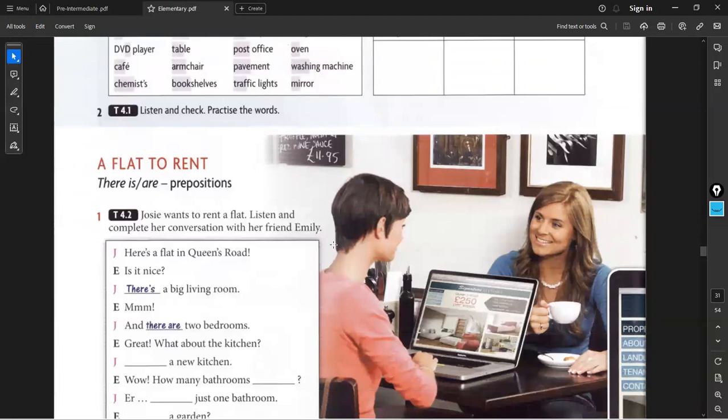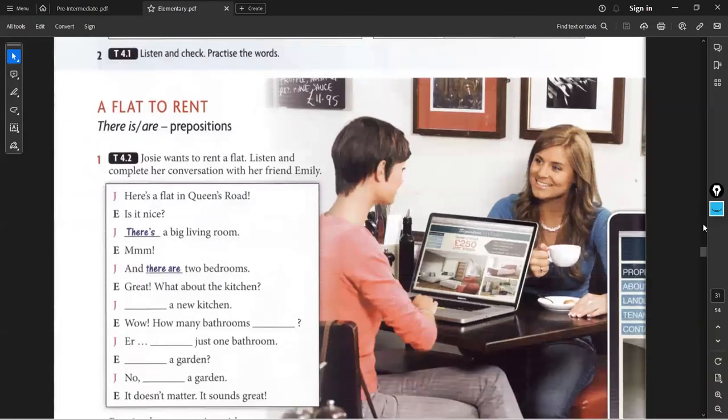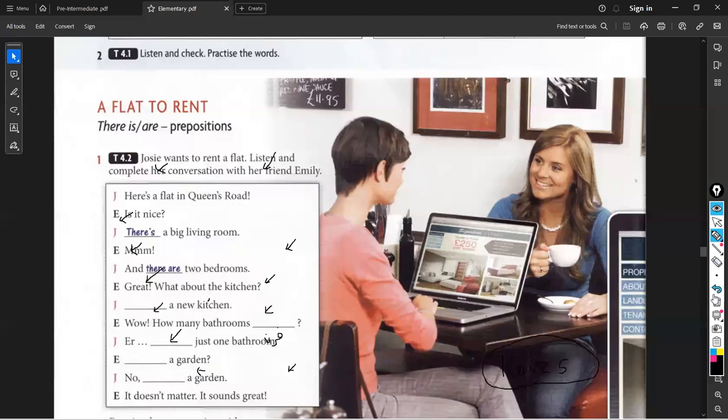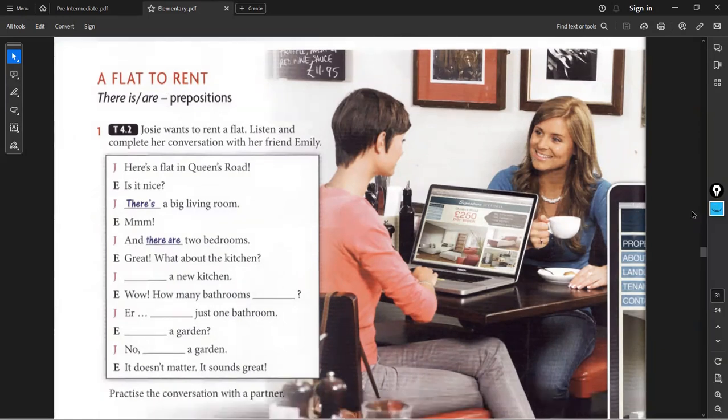Okay. Now, we have a flat to rent. Of course, rent means أجار, or if it is a verb after to, it means to rent. And of course, flat means apartment, so an apartment for rent. Okay, now in this conversation, guys, we have to listen to it. And of course, we will hear how the speakers use there is or there are. So let's play the recording, which is 4.2. Please, guys, listen carefully because we have to fill the blanks.